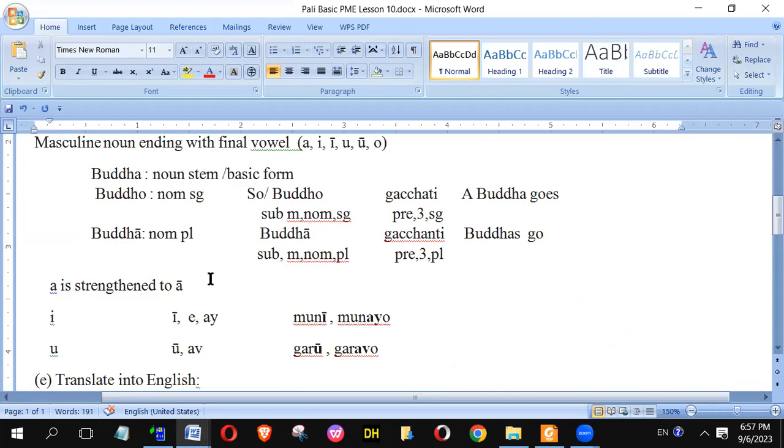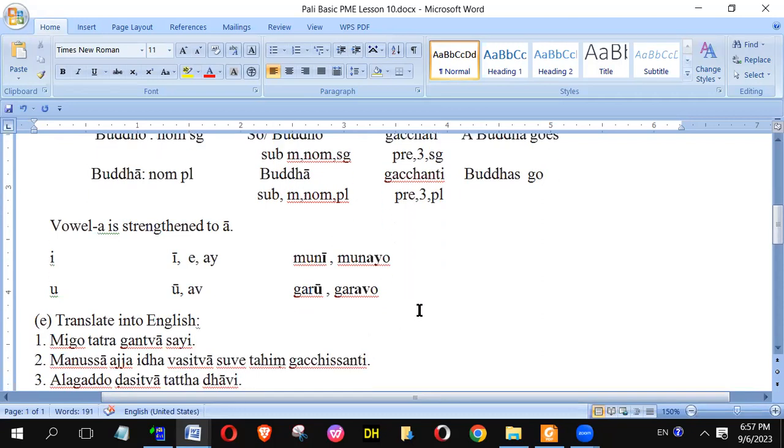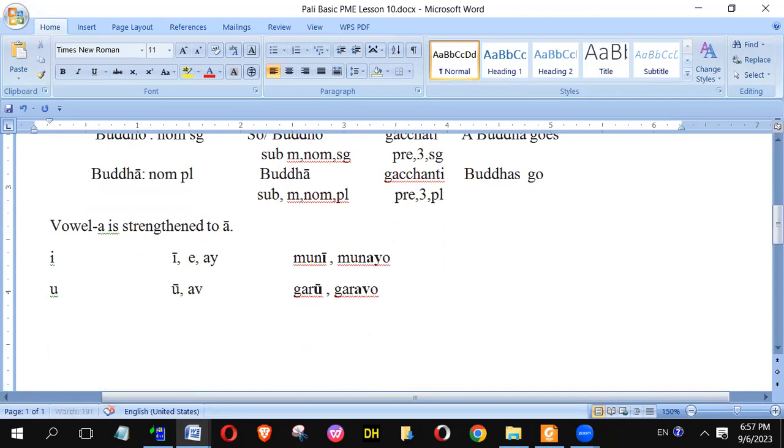So you learn this in the Duroiselle book, right? This book, they explain this one. This one we call the vowel strengthening. Sometimes they use the word like this, okay? Very simple, okay? So Muni, Munayo. So this one we cover the nominative. The exercise, I think, is not so difficult.